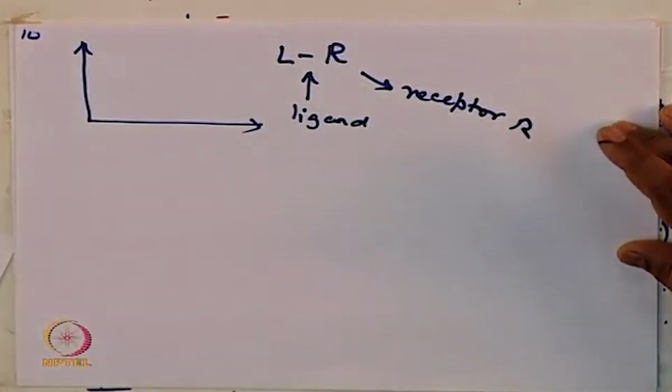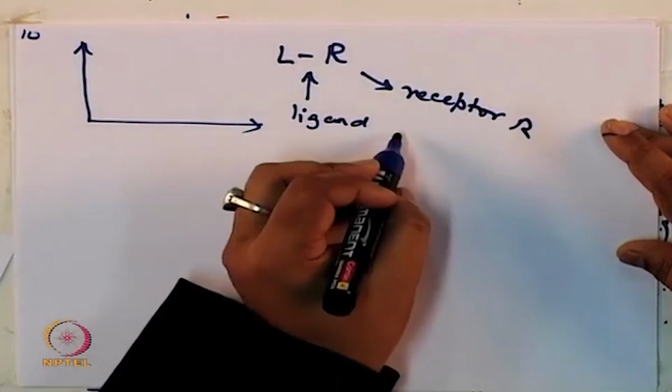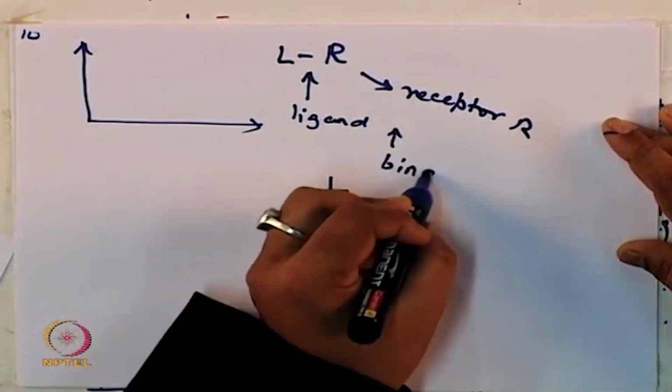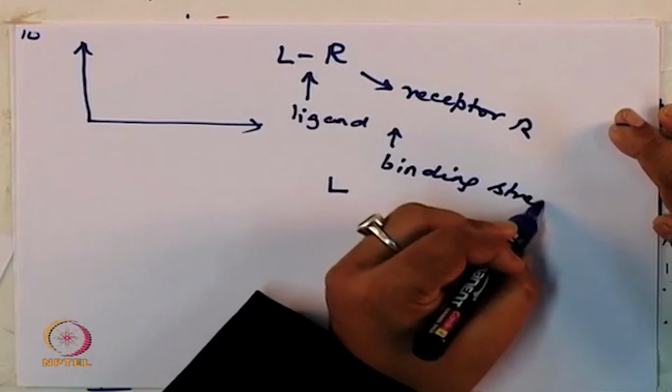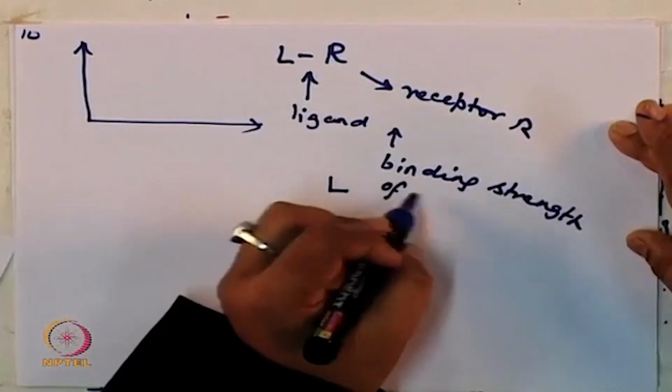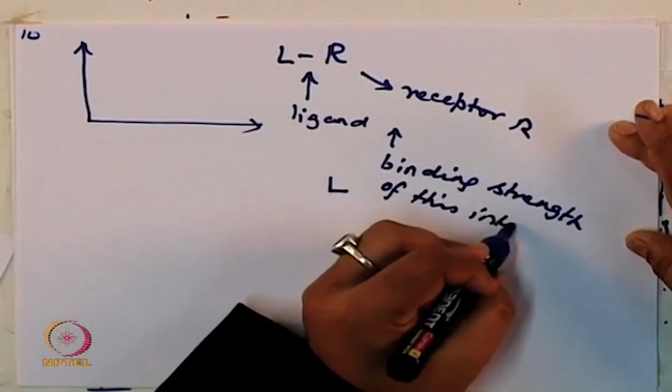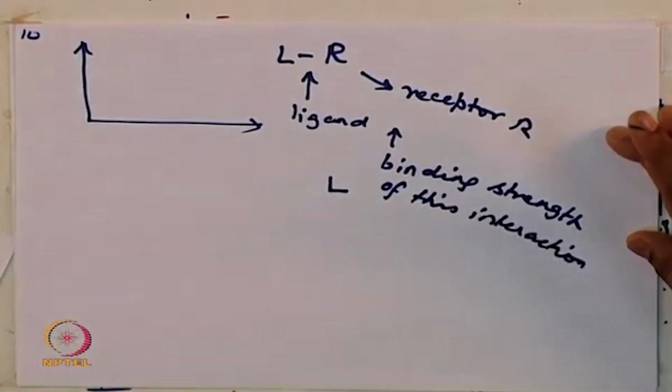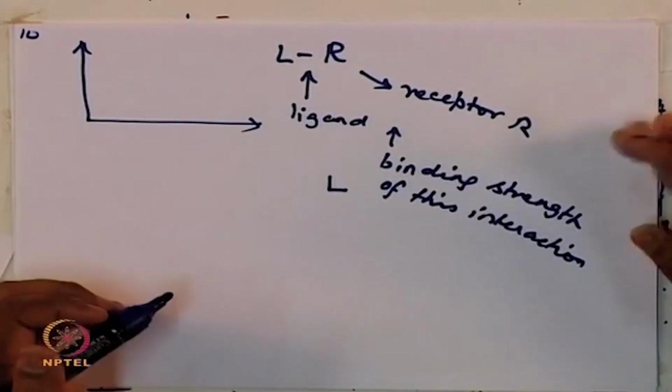Okay. So, when L binds to R, you want to find out the binding strength of this interaction. Okay. You want to probe the binding strength of this interaction. Okay. So, experimentally, if you want to measure in terms of forces the binding strength between L and R, what you want to know is how much force is required to tear apart a bond which is formed when L binds to R.